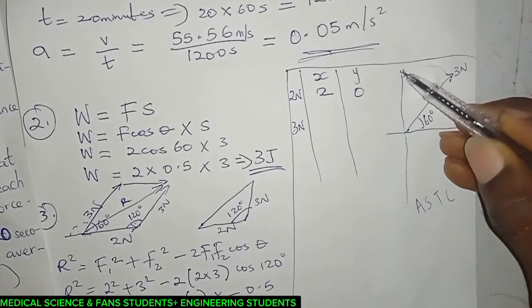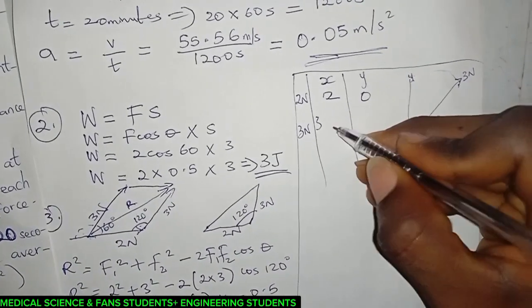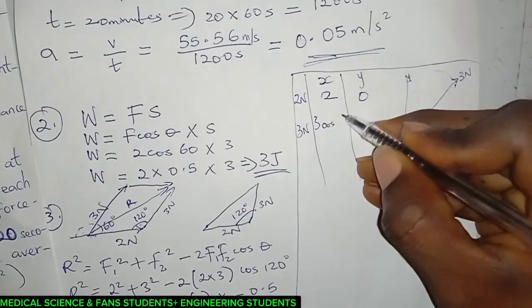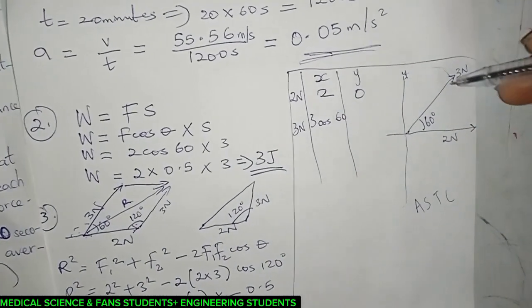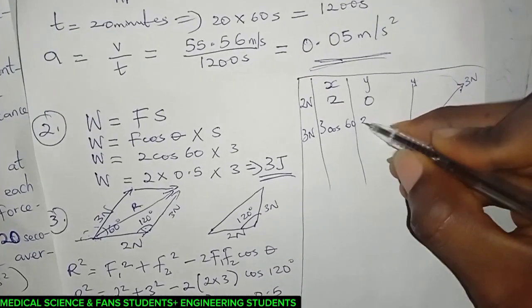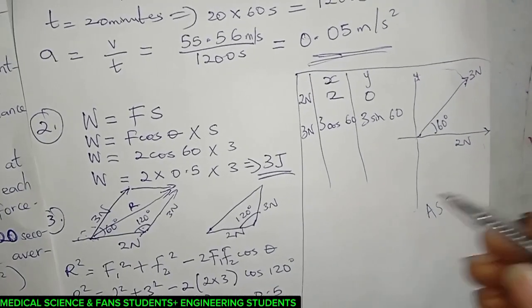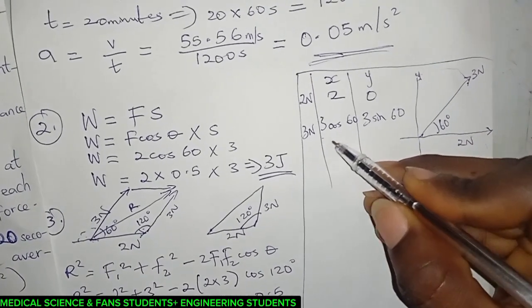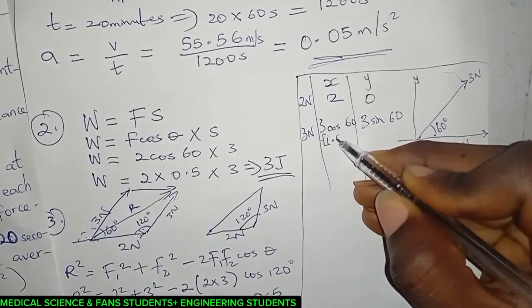Go and check my video on resolution and resultant vectors. To put this, you now have 3 on the x-axis, 3 cos 60. Why is it trying to pull it this way, towards the angle? You are closing this angle, towards the angle you use cos. Away from the angle, you use sine. So 3 sine 60. I see it. So when you do it very well, 3 cos 60 is going to give you 1.5.